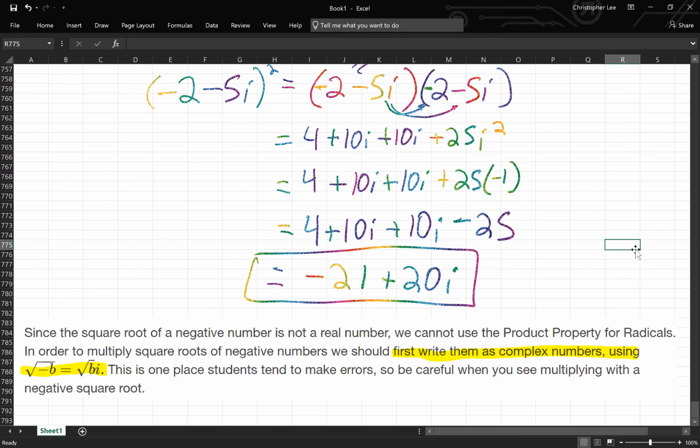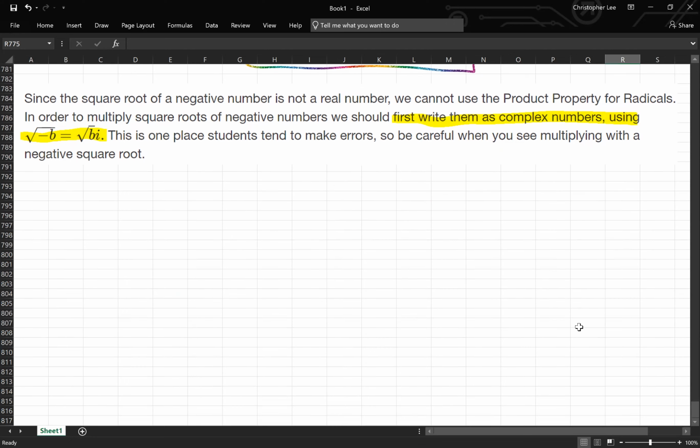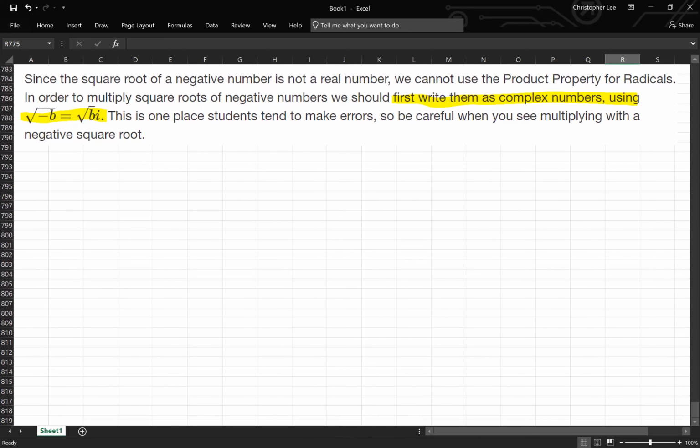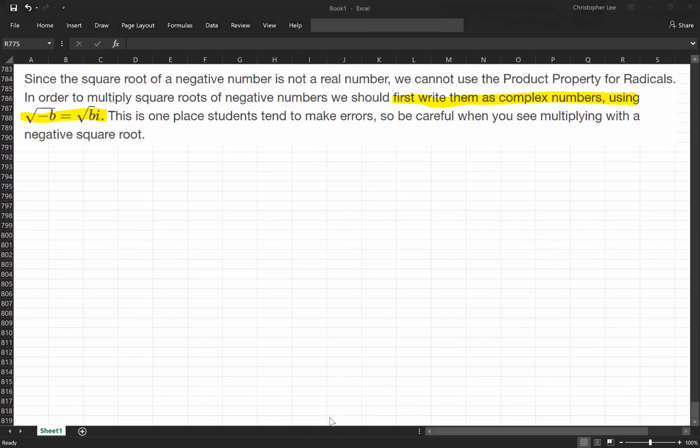Since the square root of a negative number is not a real number, we cannot use the product property for radicals in order to multiply square roots of negative numbers. We should first write them as complex numbers using the square root of negative b equal to the square root of b times i. This is one place students tend to make errors, so be careful when you see multiplying with a negative square root. All right, so let's talk about what they're talking about here. Let's give y'all this example real quick.